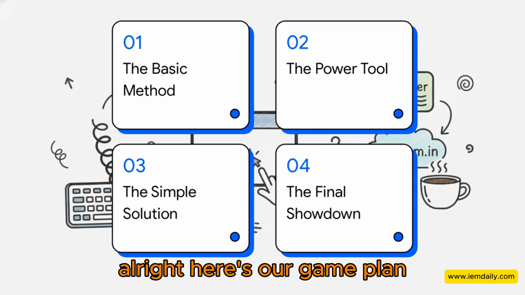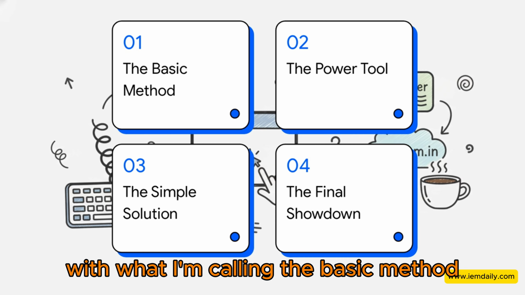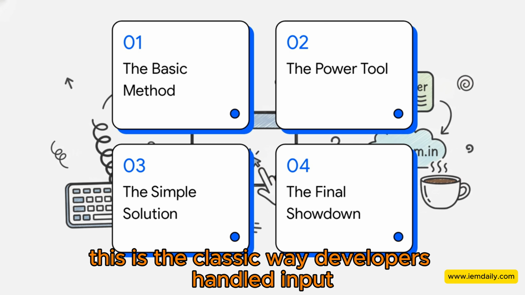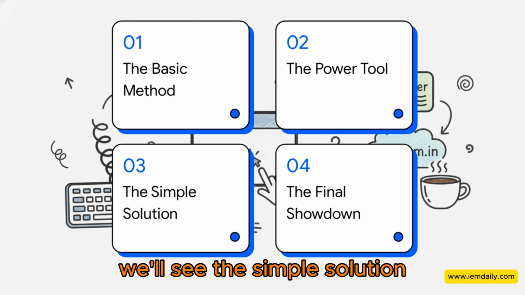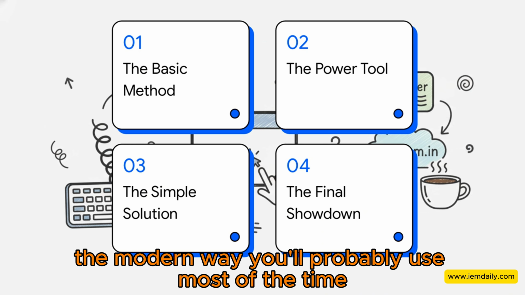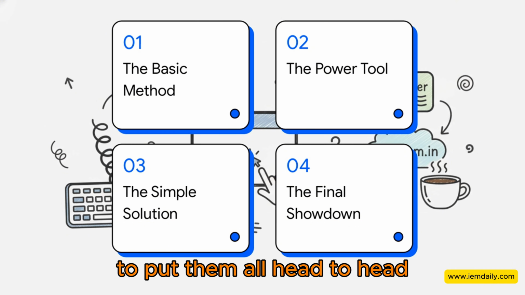All right, here's our game plan. First, we'll start at square one with what I'm calling the basic method. Then, we're going to level up to the power tool. This is the classic way developers handled input for years and years. After that, we'll see the simple solution, which is, spoiler alert, the modern way you'll probably use most of the time. And finally, we'll wrap it all up with the final showdown to put them all head to head.